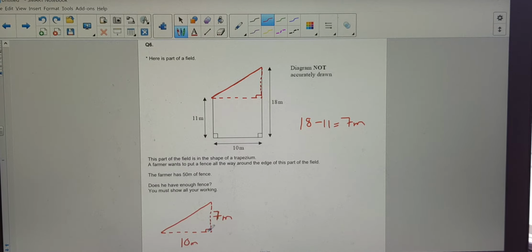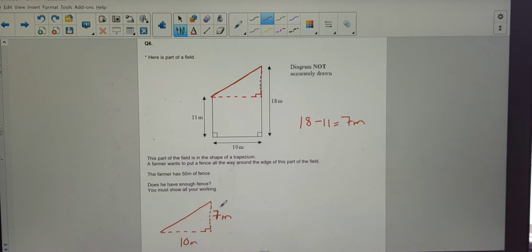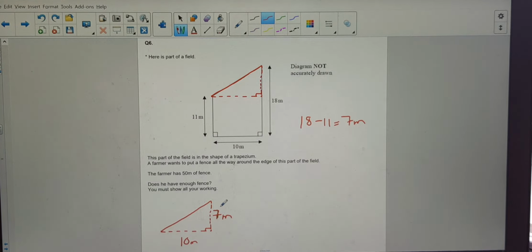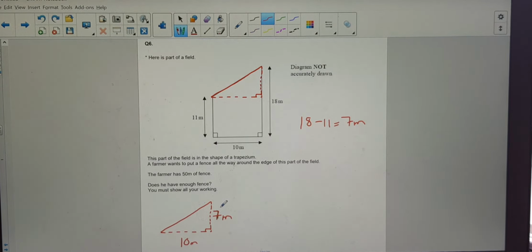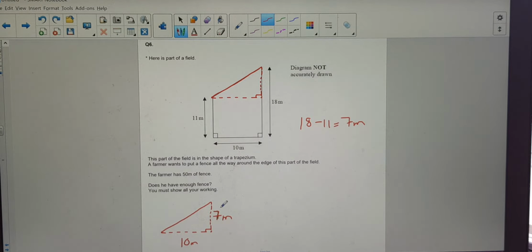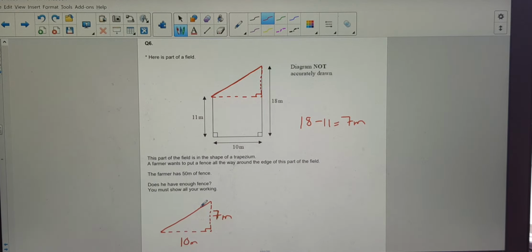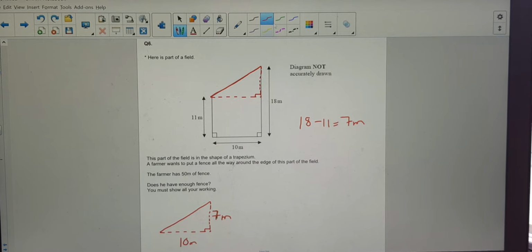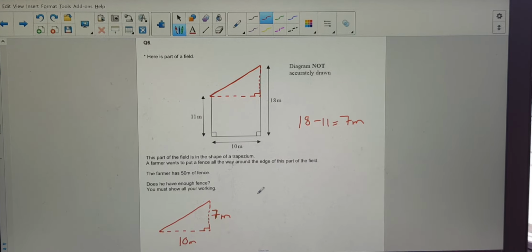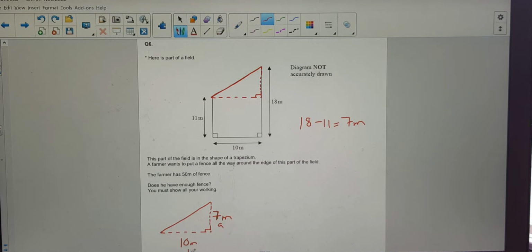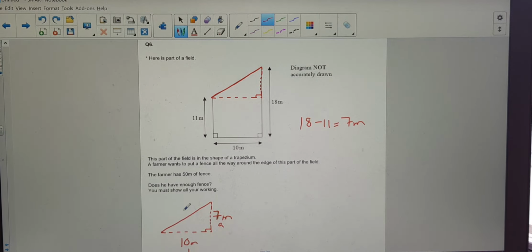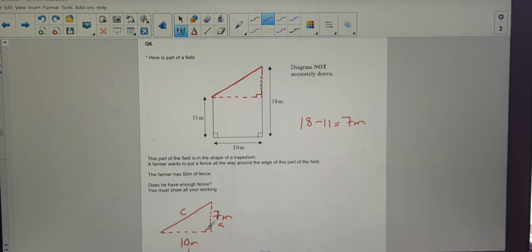I know this length here is 7 meters. Well, this is a right angle triangle. I have two sides. SOHCAHTOA will not work here because SOHCAHTOA requires a length and an angle, and I just have lengths. I want the longest side in this right angle triangle, which is called the hypotenuse. So I'm just going to use A and B, it doesn't matter which is A, which is B, as long as C is always the hypotenuse, the longest side.